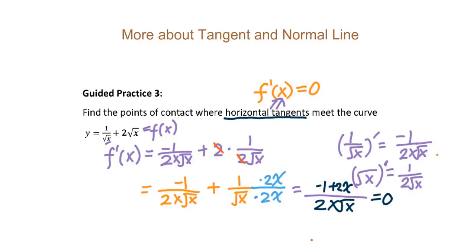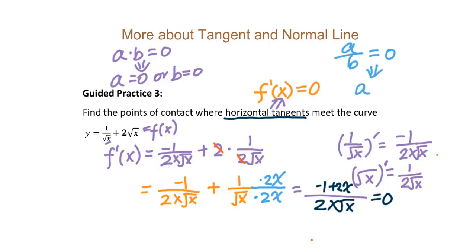Here's the fact. If we have a times b equal to 0, you will get a equal to 0 or b equal to 0. But when you have a over b equal to 0, it means only a equal to 0. This is a rational function. Therefore, if we want to make this derivative equal to 0, it means negative 1 plus 2x equals 0. Therefore, x equals 1 over 2.